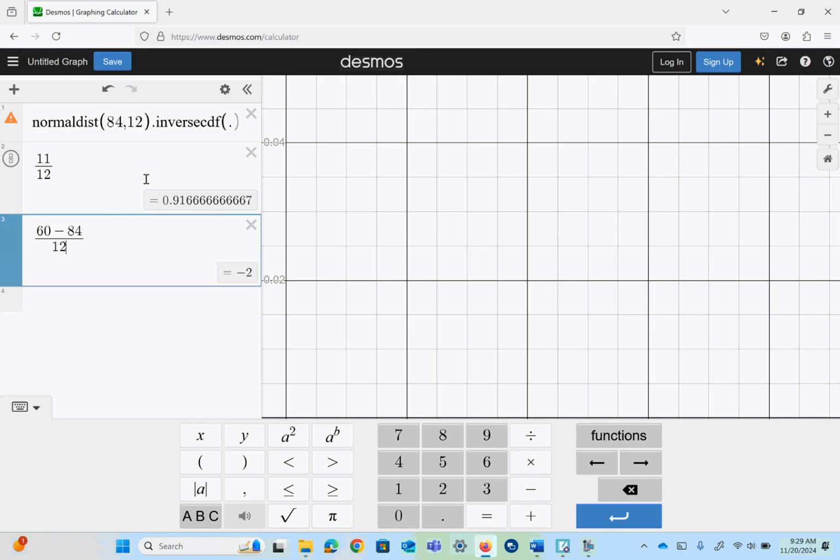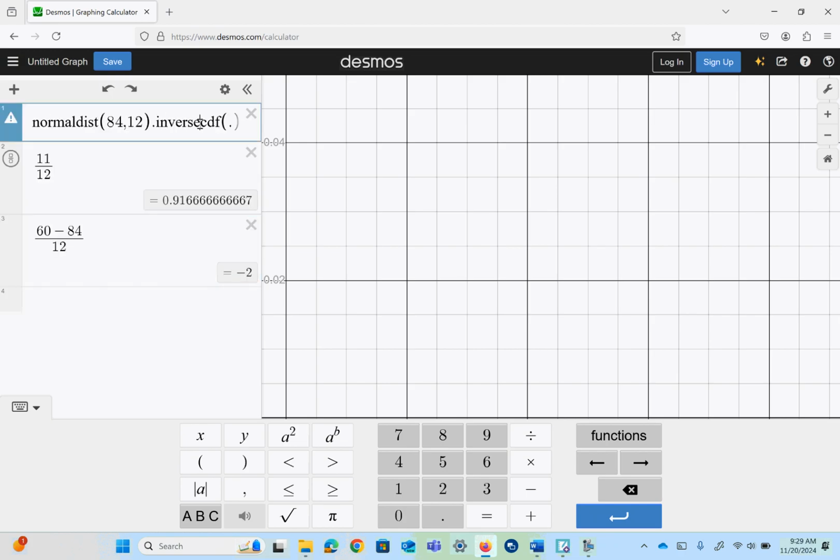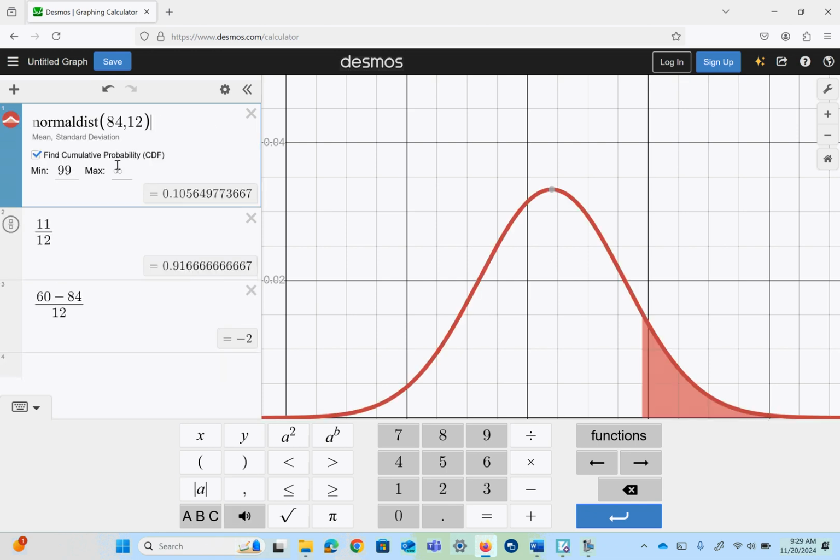So if you're 2 standard deviations below the mean, you can go back up here. Oops, undo. Let's clear this out. Go back to this. I want lower than 60, so clear that out. Go 60 and below. So you have about 2.3% of the population that has blood pressure that is too low.